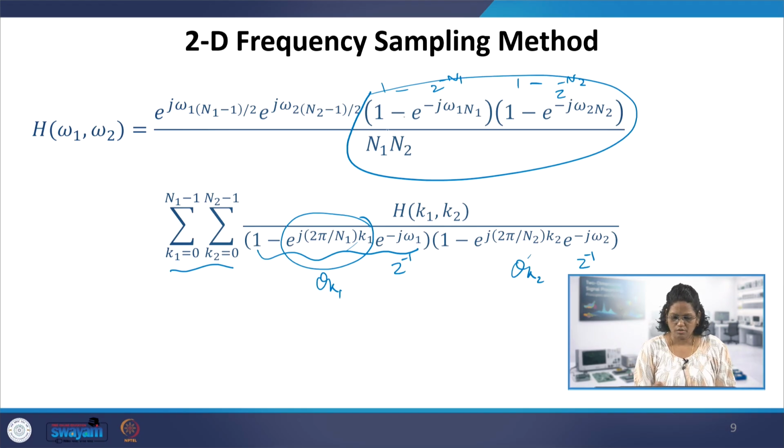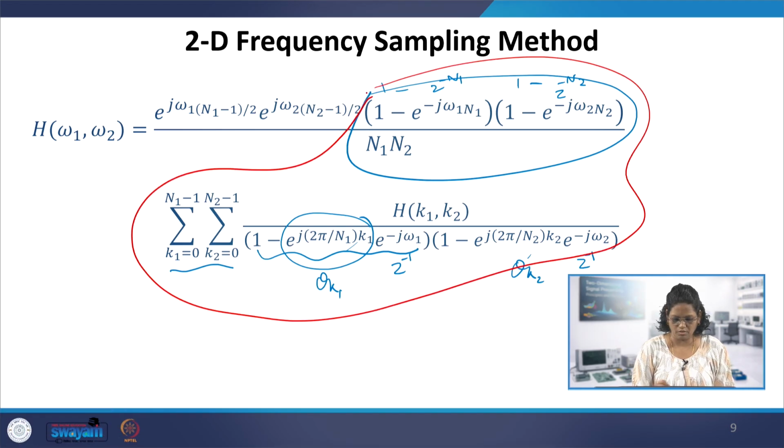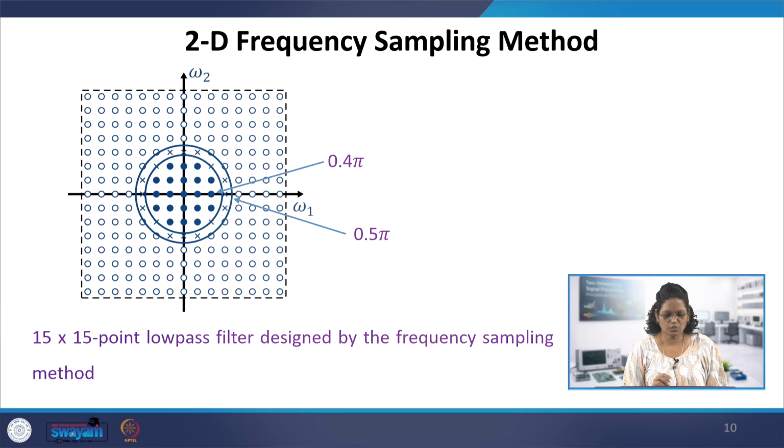So it's outside. So this total portion is going to be the h of omega 1 omega 2, where it is multiplied to get the omega 1 omega 2 here. This is the desired response here. So desired response is always ideal, and from that we get h of omega 1 omega 2. The equation can be interpreted and compared with the 1D case to get this frequency response. So this is the frequency response of the designed filter h of omega 1 omega 2 here. So using this method, we will show one or two examples of the filter which is designed.